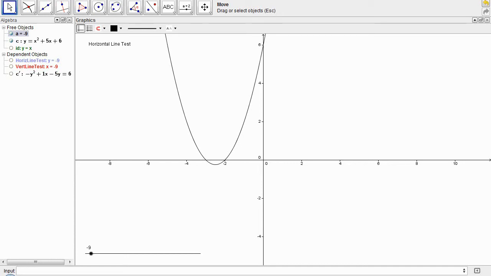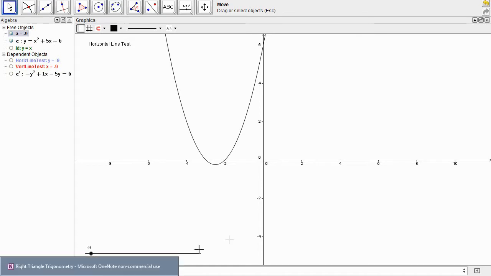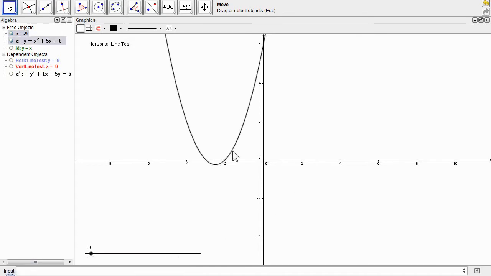To understand the horizontal line test, let's look at it from the perspective of a vertical line test. Here's a parabola, y equals x squared plus 5x plus 6. If I apply a vertical line test to it, you will see that the vertical line crosses the parabola at exactly 1 point during the process. As long as it crosses no more than 1 point, then I can say that the parabola is a function.